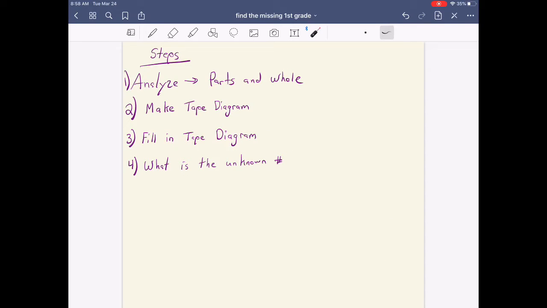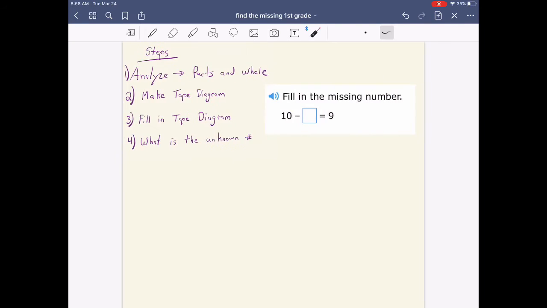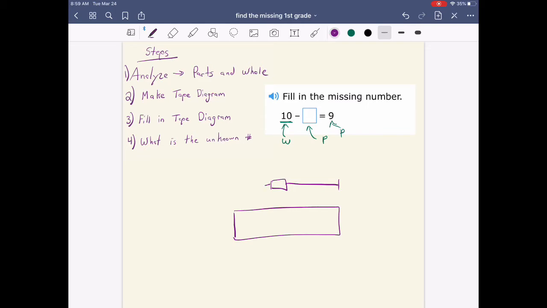Now let's use that tape diagram to solve some problems. Here we go. So we need to fill in this missing number, and we're going to be using the tape diagram. The first step is analyze. Which ones are parts and which ones are wholes? Well, like I said earlier, the first number is our whole, and then the other 2 numbers are the parts. So step 1 is done. Step 2, make your tape diagram. So I start with a rectangle, and then I put a little rectangle above it with some lines. That is step 2. I made a tape diagram.